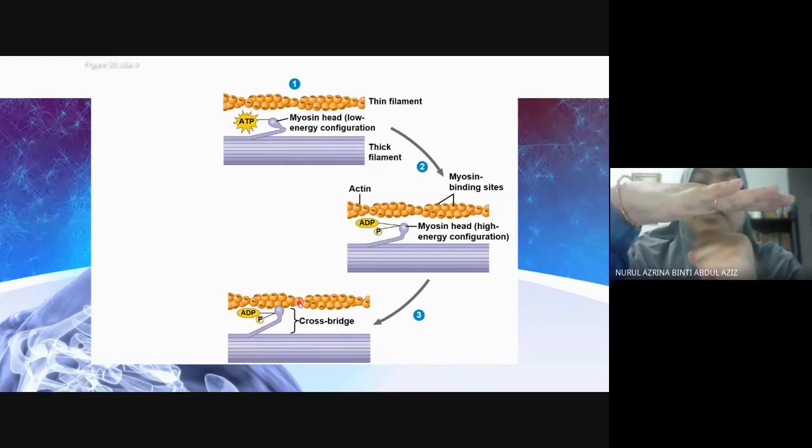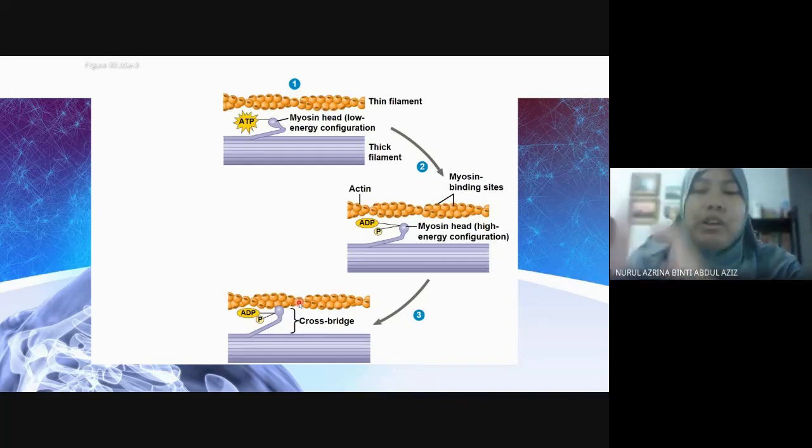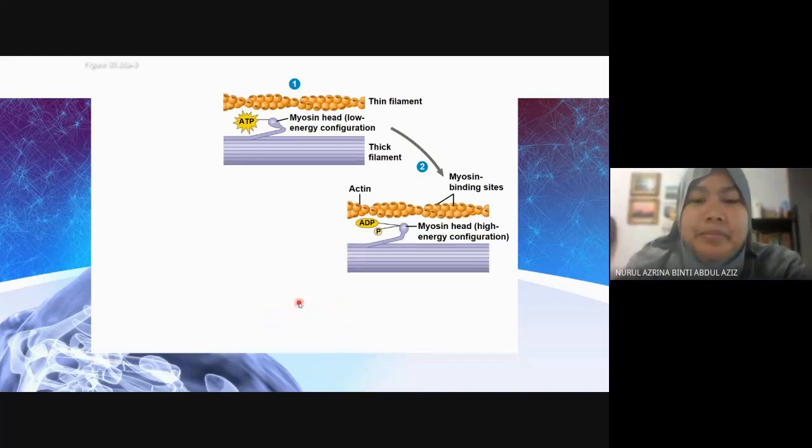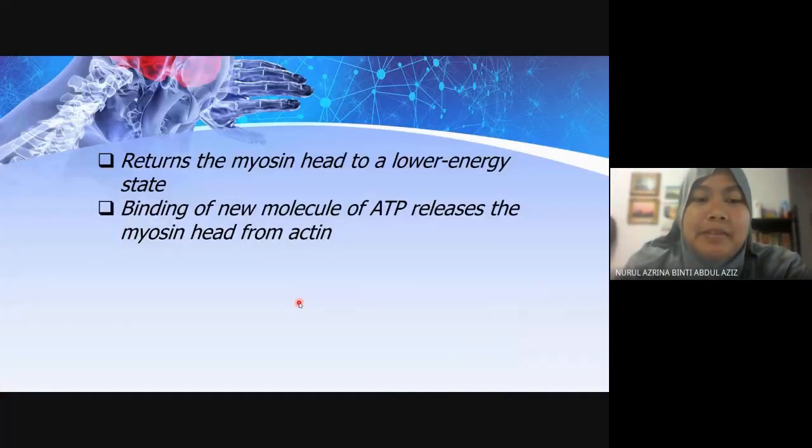So next, what happened to the myosin head? The myosin head binds to the actin protein, alright, or binds to the thin filament and forms a cross bridge. So this is what we call a cross bridge, right? When the myosin head binds to the actin protein or actin subunit, then it forms the cross bridge. Okay, right. So next, what happened?